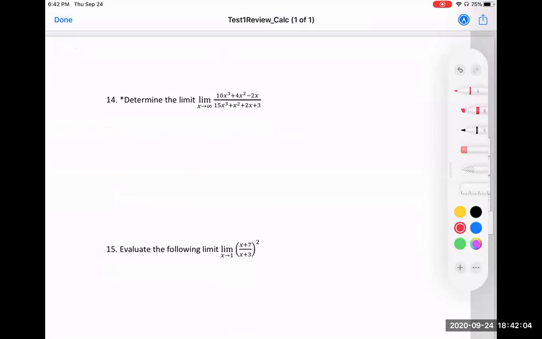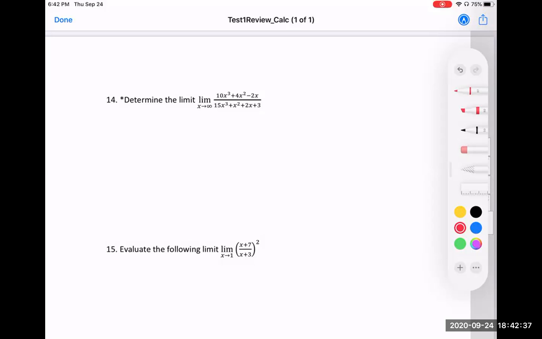All right, let's take a look at 14. Fourteen says, determine the limit as x is approaching infinity of 10x cubed plus 4x squared minus 2x divided by 15x cubed plus x squared plus 2x plus 3.